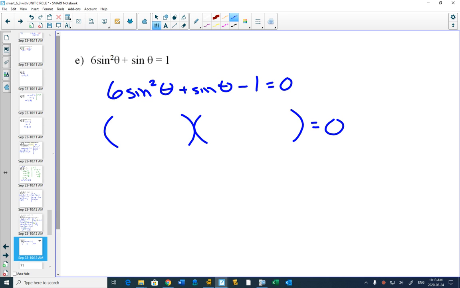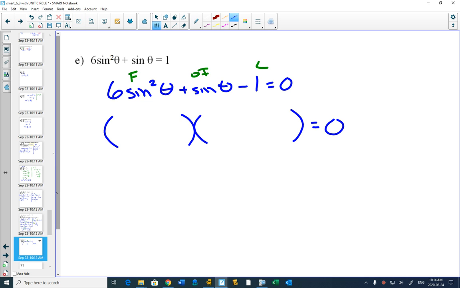For factoring this one, for my first term being a 6 sine squared, can you see that I have more than one option? It could be 6 and 1 or 2 and 3. So I don't know what I should put down first because I have that option. So sometimes I just defer. Maybe I'll do that later. I'll look at my last term because it really doesn't matter if you deal with your first or your last.